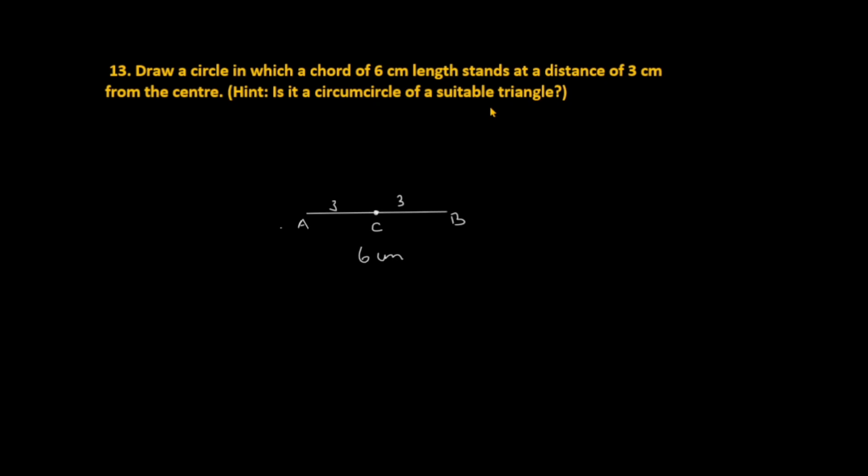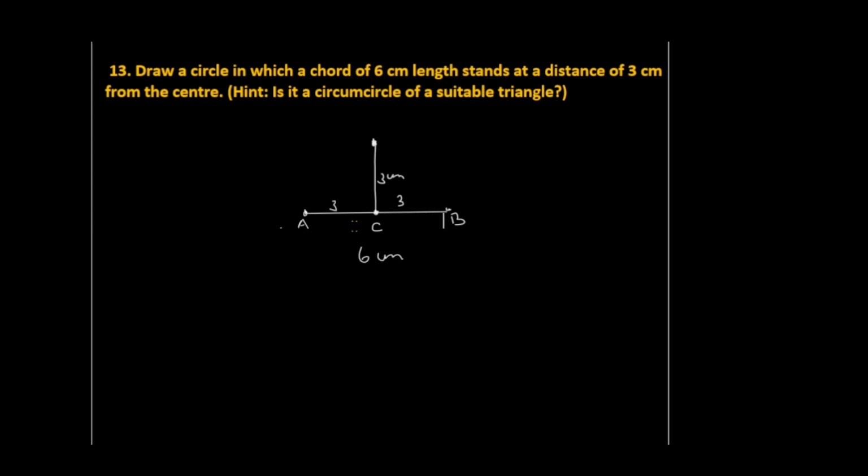Then the chord stands at a distance of 3 centimeters from the center. So now, using your protractor or compass, draw a perpendicular line here. Draw a perpendicular line of 3 centimeters. Then, using a compass, from here to A or from here to B, if we measure and draw a circle, we will get the circle.